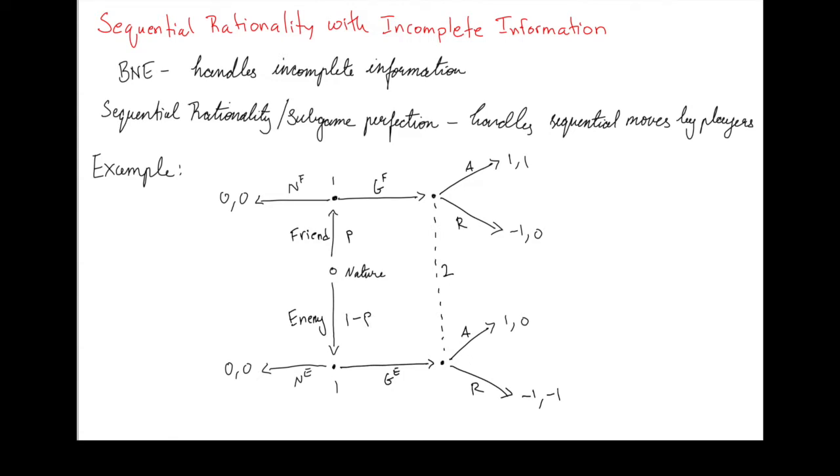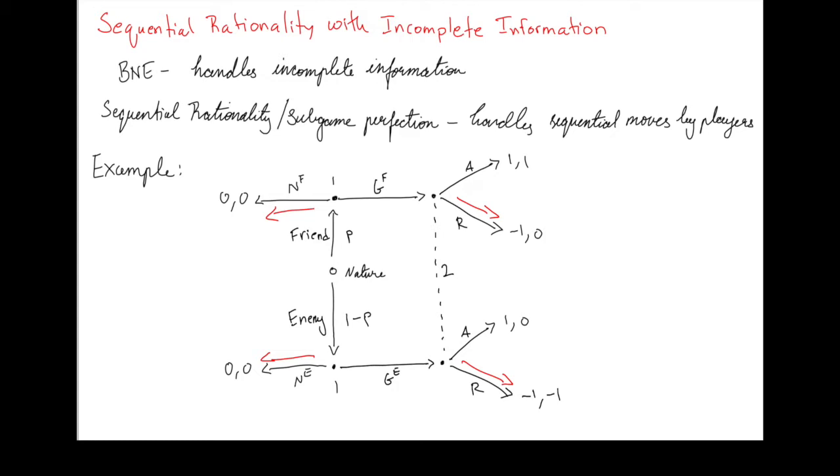The only subgame of this is the whole game itself. So subgame perfection doesn't help us much here. In particular, the strategy profile, neither friend nor enemy will give a gift, and player 2 will reject the gift. This is a Nash equilibrium. And given that it's a Nash equilibrium, because there's only one subgame, the game itself, it's subgame perfect.